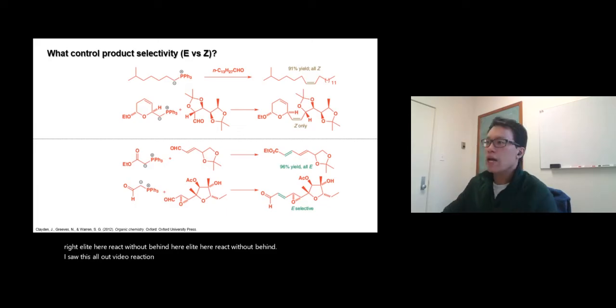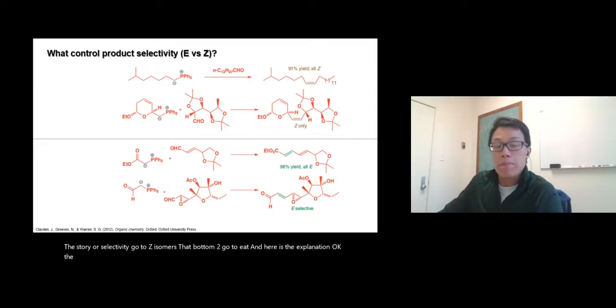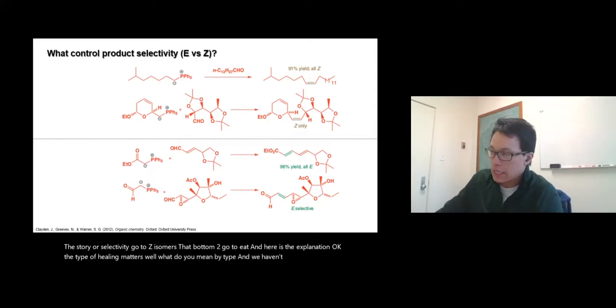But for the top two, the stereoselectivity goes to Z isomers. The bottom two go to E. And here's the explanation: the type of ylid matters. Well, what do you mean by type? I haven't talked about type yet. Oh, let's take a look.